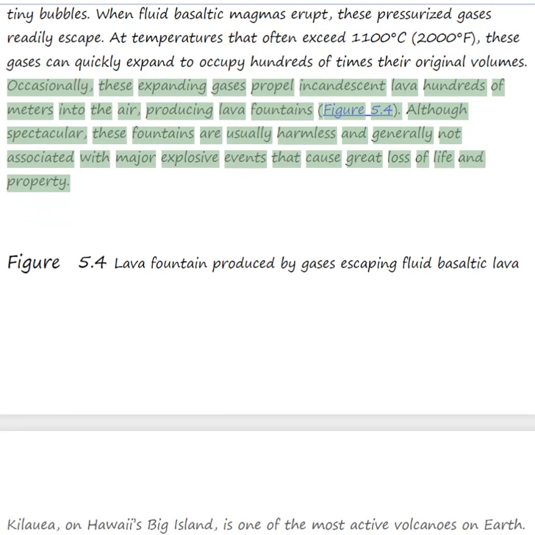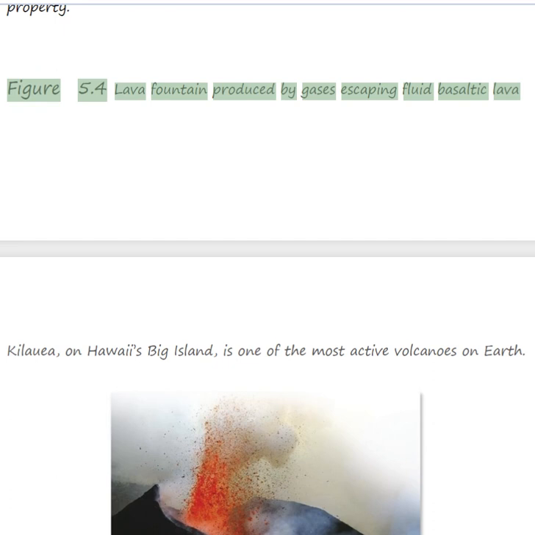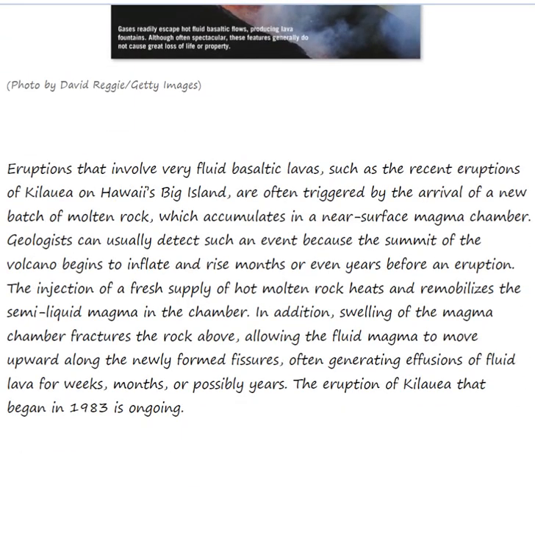Occasionally, these expanding gases propel incandescent lava hundreds of meters into the air, producing lava fountains. Although spectacular, these fountains are usually harmless and generally not associated with major explosive events that cause great loss of life and property. Figure 5.4: Lava fountain produced by gases escaping fluid basaltic lava. Kilauea, on Hawaii's Big Island, is one of the most active volcanoes on Earth.